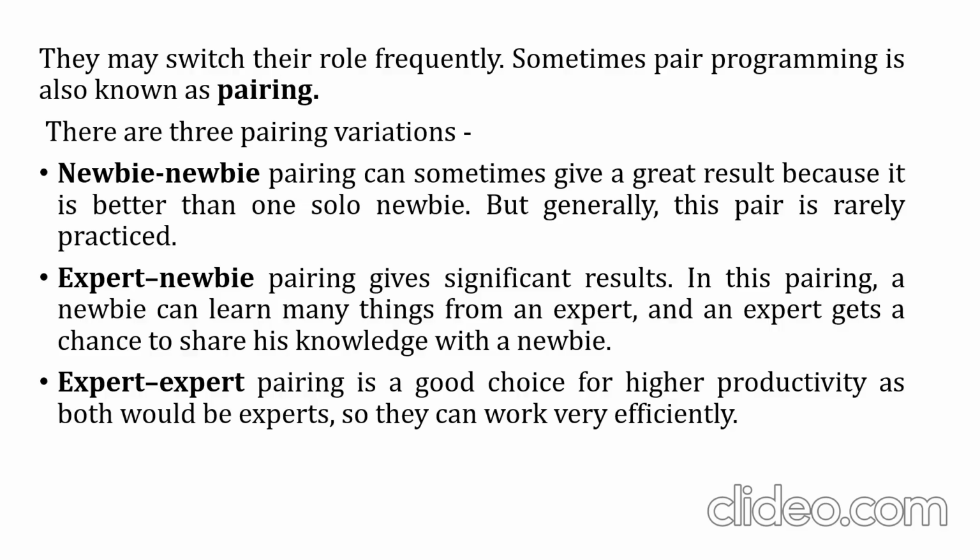There are three pairing variations out there. The first one is newbie pairing. In this approach, two beginners work together. This can sometimes produce better results than one beginner working alone because the two programmers can discuss problems and learn together. However, this type of pairing is rarely practiced because both programmers may have limited technical knowledge.